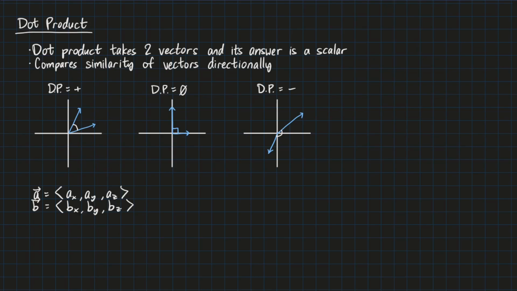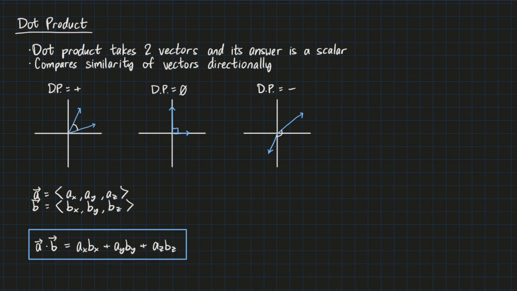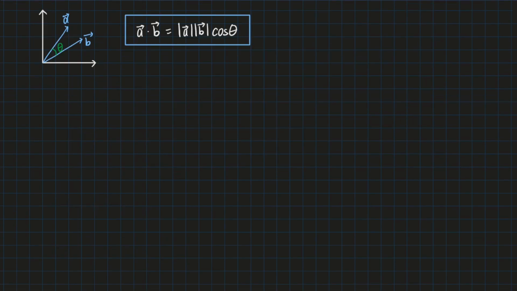So this is going to be the general formula of the dot product. We read this as a dot b equals ax times bx plus ay times by plus az times bz. So let's say that we wanted to find the dot product of a and b, but instead of being given the vectors, we are just given their magnitudes and the angle between them. We can use the following formula: a dot b equals the magnitude of a times the magnitude of b times the cosine of theta, in which theta is the angle between vectors a and b.